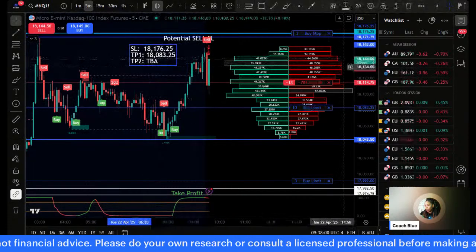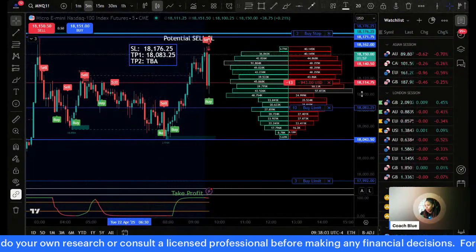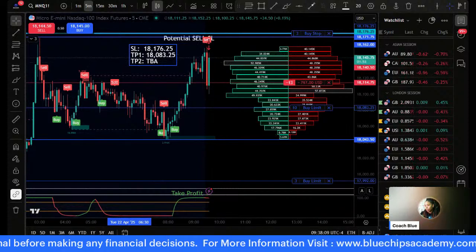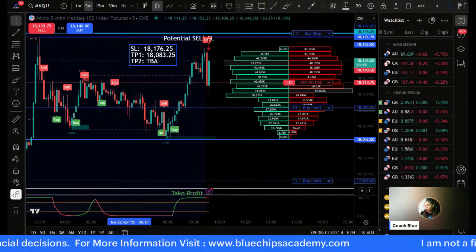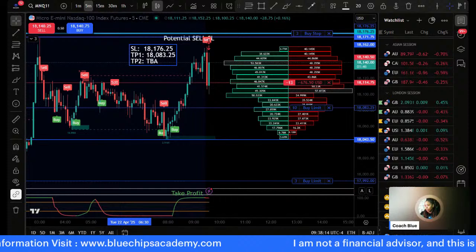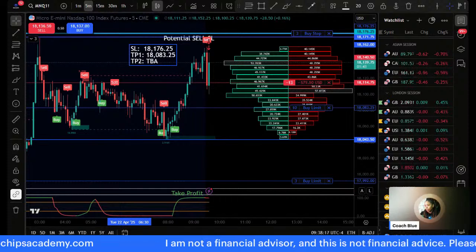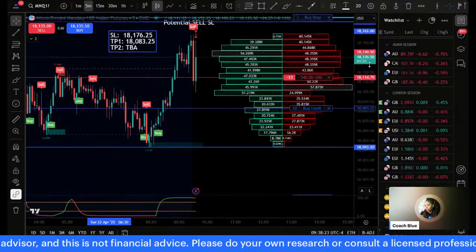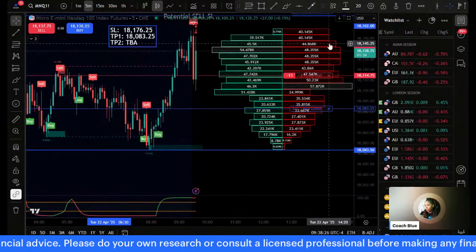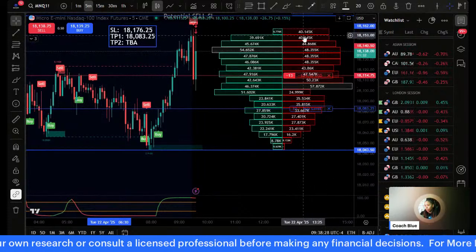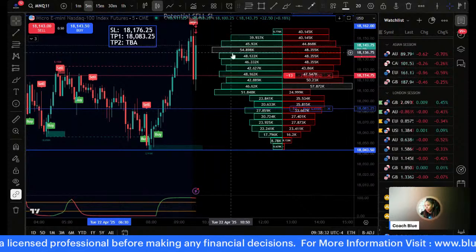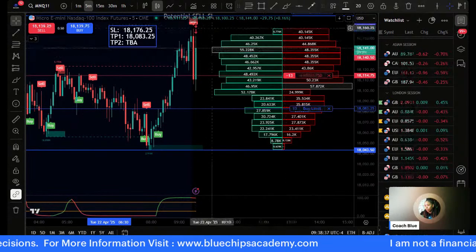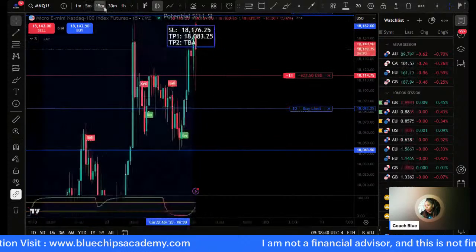Okay, so we have 18,176.25 for the stop loss, and then we have 18,083.25 for the TP1, and then TP2 is to be announced. Okay, and I'm on a 5-minute right now. That's the chart that I'm looking at right now. All right, so let's see how this thing plays out. So if we're looking at this right now, we have more sellers here, which is why we're seeing a wick right here. But we do have more buyers right here, which is why we probably saw that push up here. So let's go see what it looks like on a higher time frame. Let's look at it from the 15-minute.